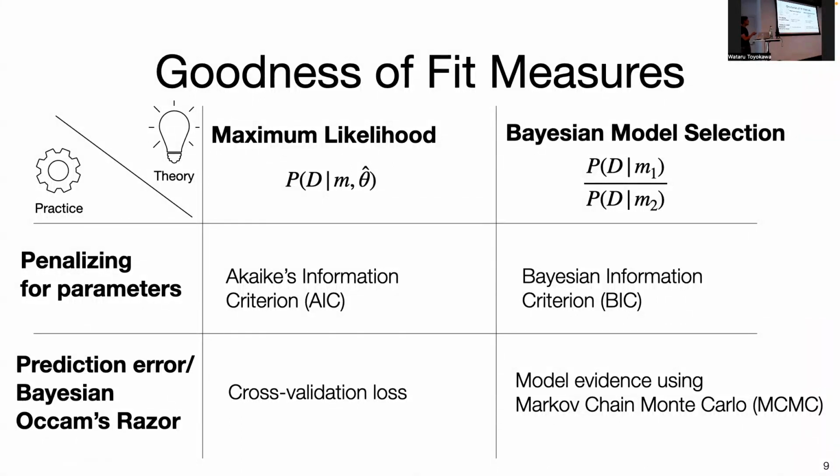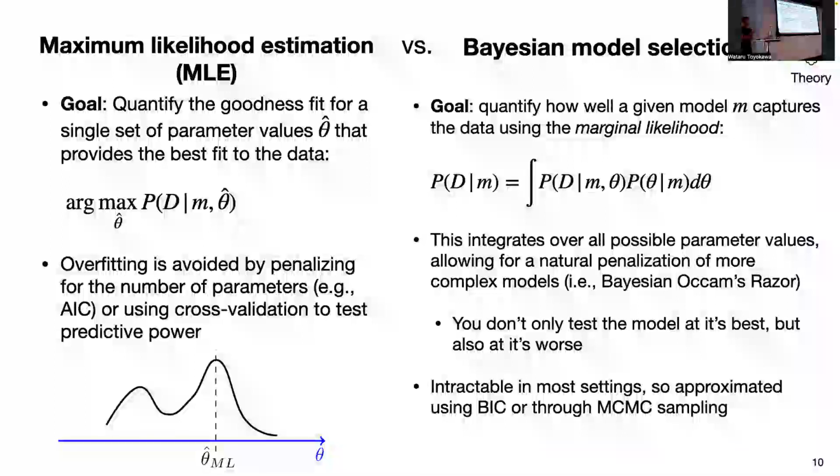So I'm going to start first with maximum likelihood estimation, which is a concept I talked about yesterday, right? And the goal here is to quantify the goodness of fit for a single set of parameters. And I use this theta hat. It's got a nice little hat on it. This is the value of the parameters that provides the best fit for the data, right? Remember, we talked about how we could do this yesterday by getting some argmax over the likelihood, or conversely, minimizing the negative log likelihood, right?